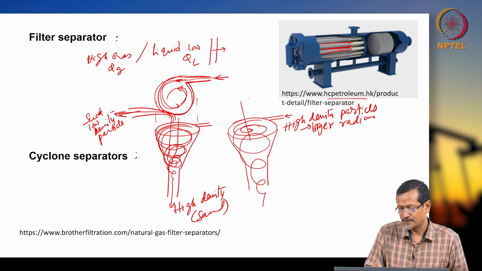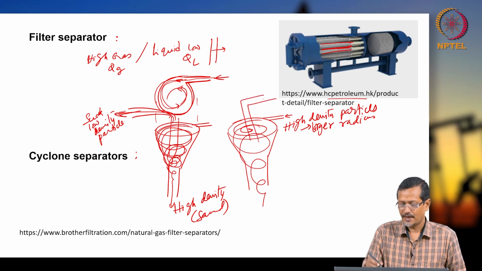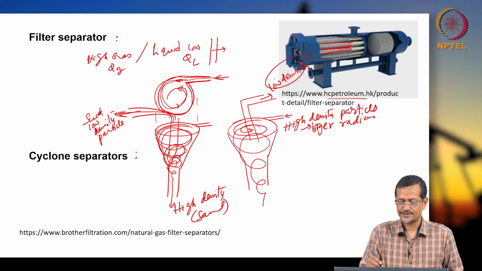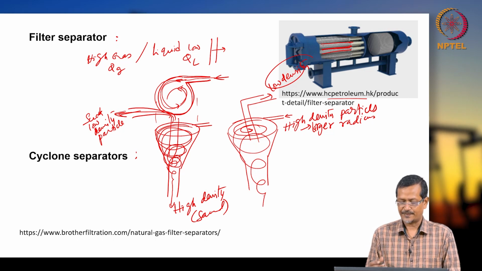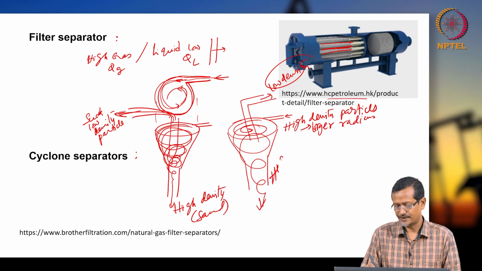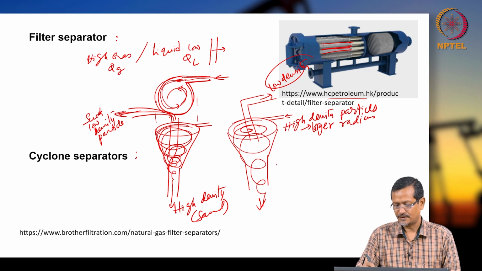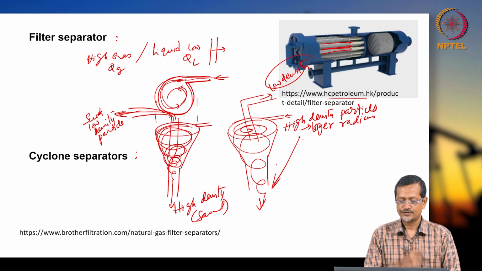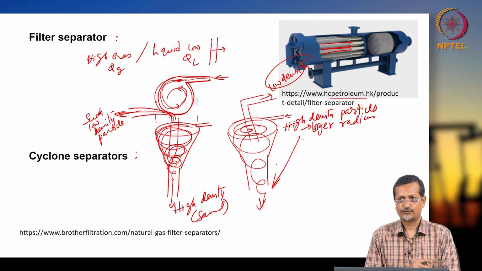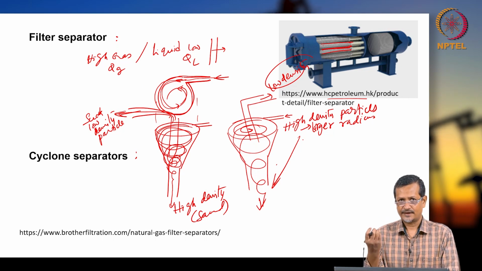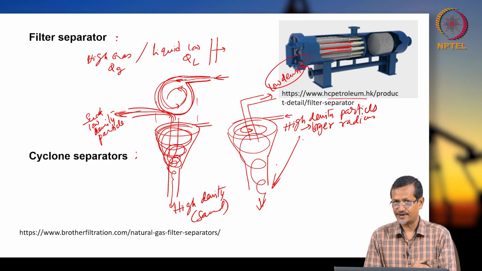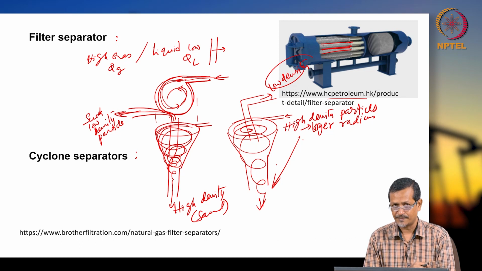From the center core you put one pipe and you suck this low density, or low gravity, fluid from here. In that way you are separating, and the high density fluid you are getting here. So in that way you can separate two fluids, let us say solid and liquid, liquid and gas, even two liquids with different densities are possible to separate using this mechanism.